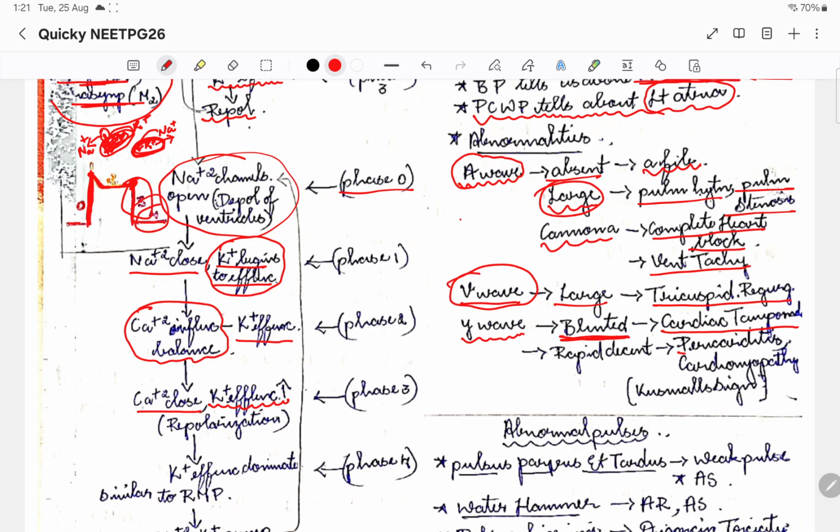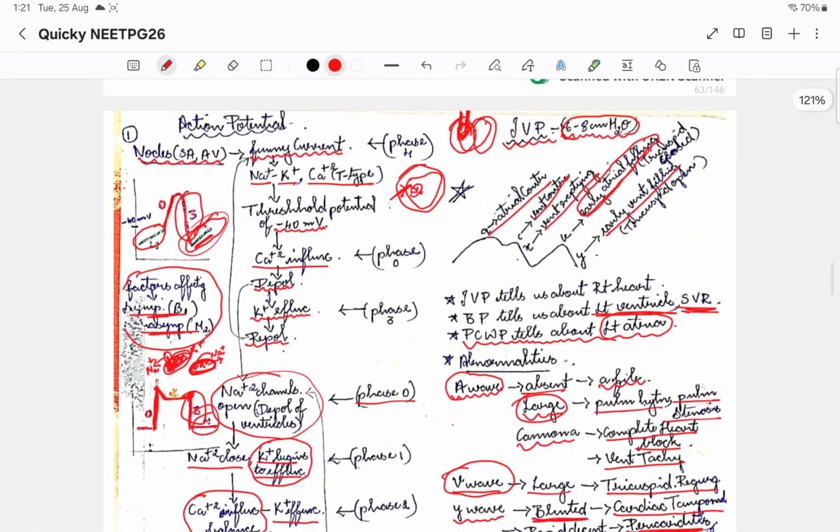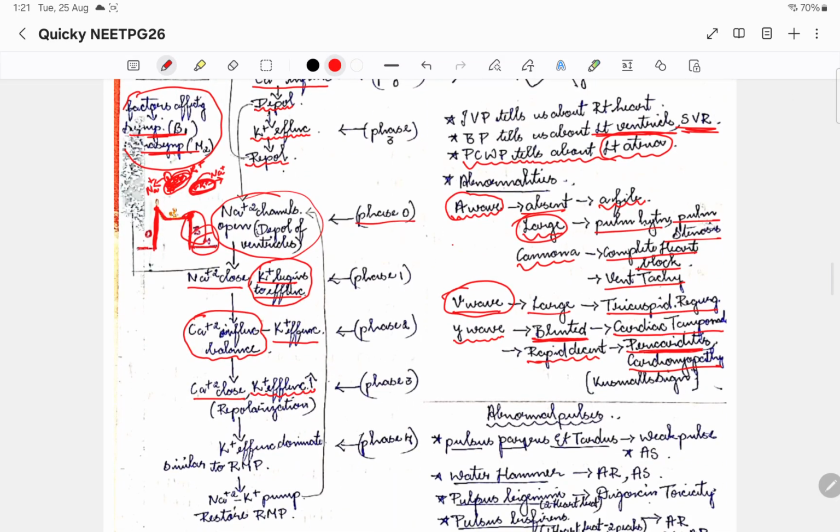Whereas in pericarditis, the heart is very stiff. In cardiomyopathy and pericarditis, the heart is very stiff, so there is a rapid descent with respect to the Y wave. Rapid descent will be there because it is stiff and suddenly it has to be filled. That is why the Y wave will be rapid in pericarditis and cardiomyopathy. Please remember all these things. Kussmaul sign and all, I'll come back to again.